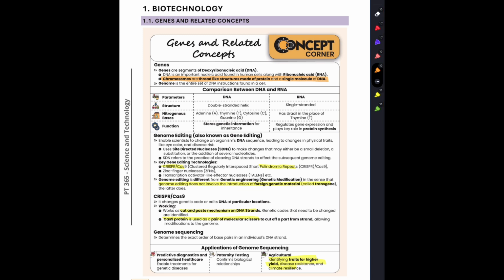So, the first topic is about biotechnology, genes and related concepts. Genes are segments of deoxyribonucleic acid. DNA is an important nucleic acid found in human cells along with the ribonucleic acid, RNA. So DNA is basically double stranded. So it is kind of in a helical structure, somewhat like this. It's not very good at drawing, but this works, right? So chromosomes are thread-like structures made of protein and a single molecule of DNA.